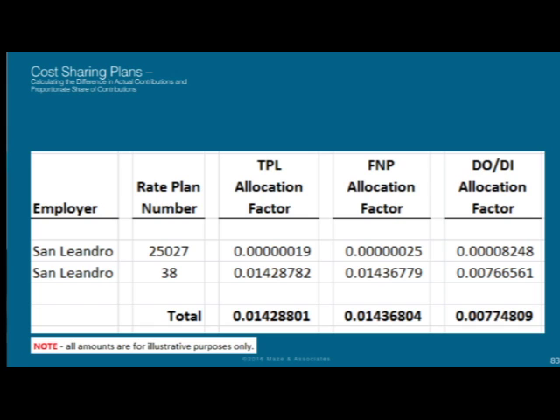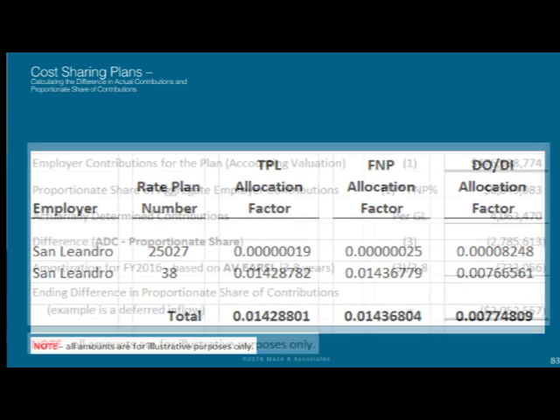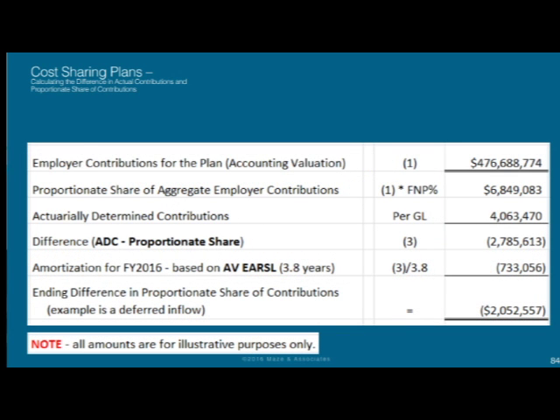So then we add these together. And so again, this calculation that we're trying to do for the difference in actual contributions, you use the fiduciary net position percentage, so this number here. So then you take employer contributions for the plan as a total. You remember that $476 million number a couple slides ago. You multiply it by that 1,436,804 number to come up with 6.8 million. That's their proportionate share.